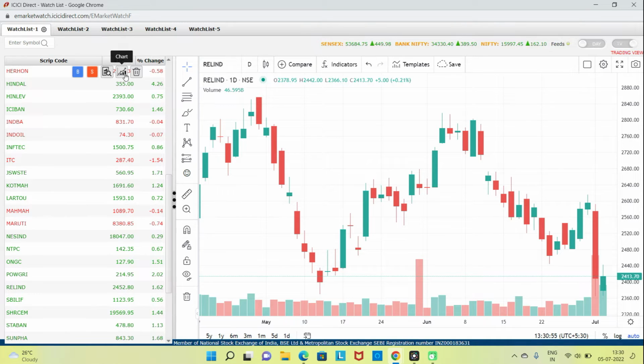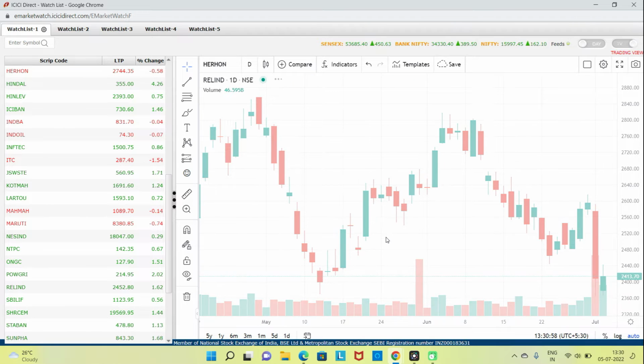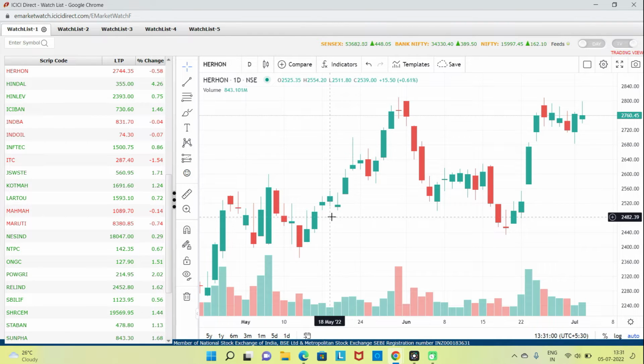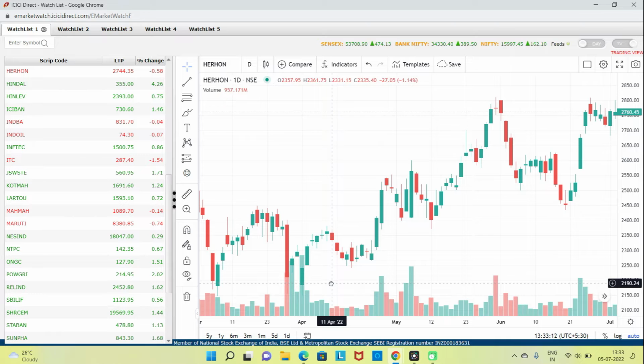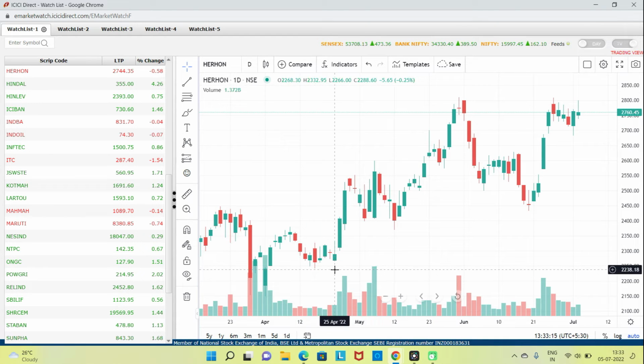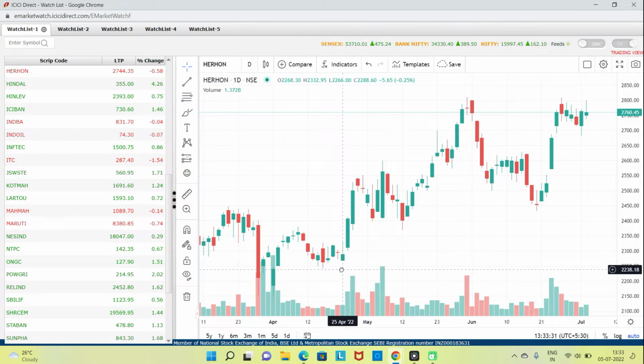Let me take Hero Honda. So I've taken a chart of Hero Motors. You can find here an inverted hammer. You can find the stock has moved up post that. Okay, here it is. The body is small and the wick is longer, so it has moved up from here.